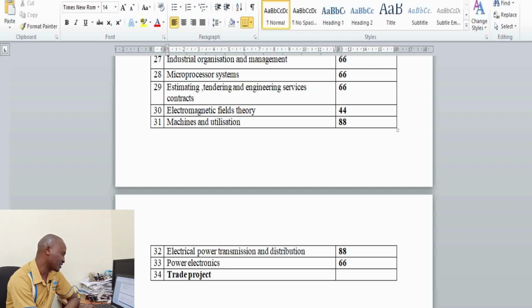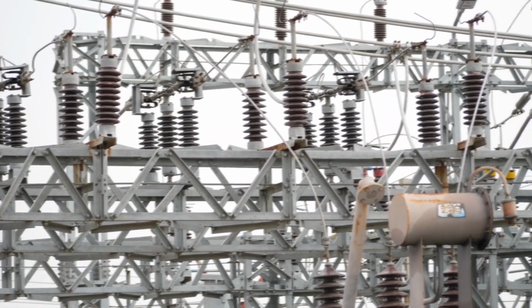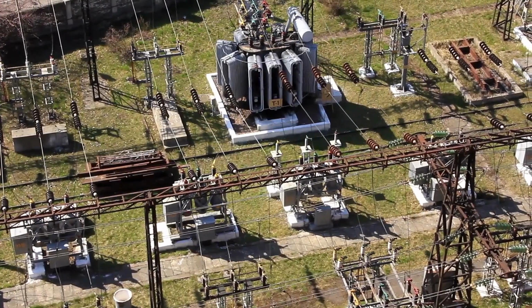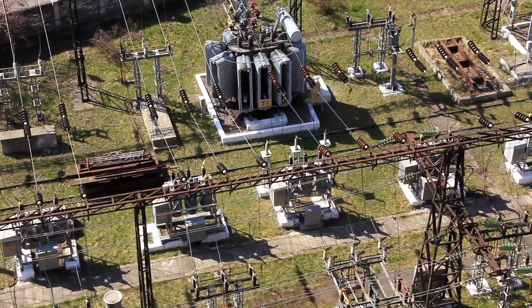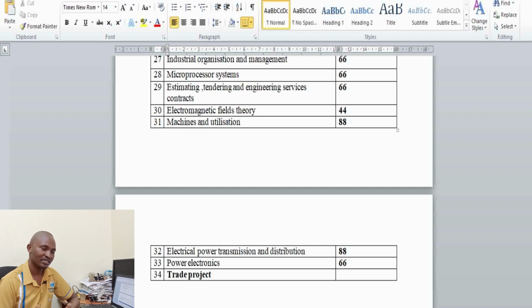We have electrical power transmission and distribution. Here you gain more knowledge on various type of transmission line, various equipment and accessories that are used in transmission line, in power generation, transmission and distribution. That is the various protection schemes for generators, transformers, transmission line, bus, relays. You do power system stability. So this one, if you go to Kenya Power, you have learned quite a good deal for your attachment there. And then there's power electronics, which is more of industrial machines, control and supply.